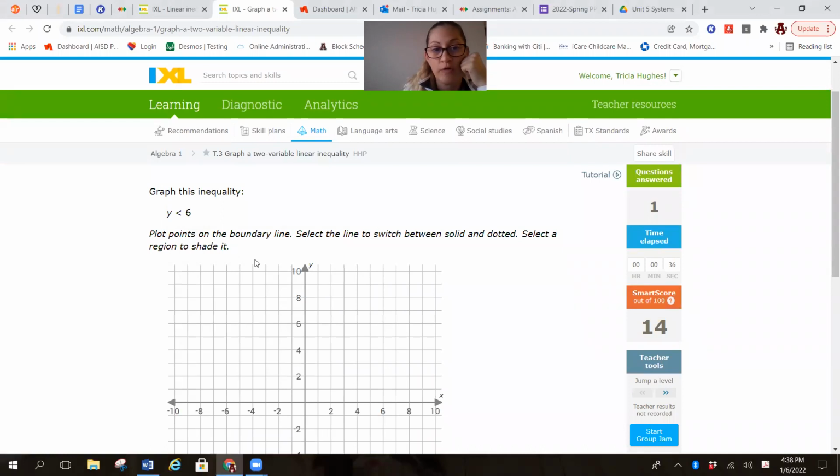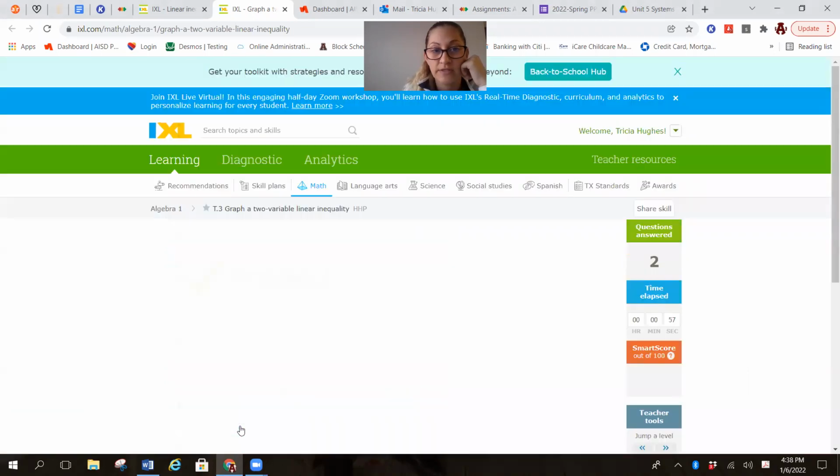So again, go to the y, go to the 6. You click on the 6 to make the line stay there. You move your finger and then click it. All right. Now a less than 6 means shade below and then submit.